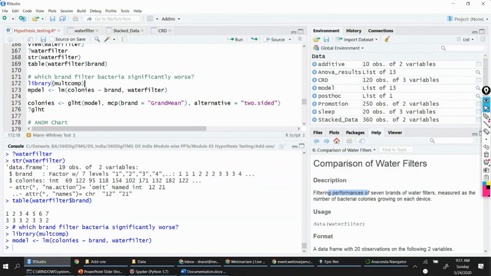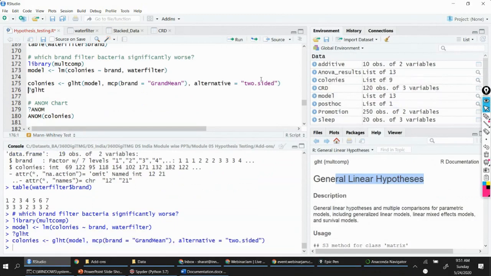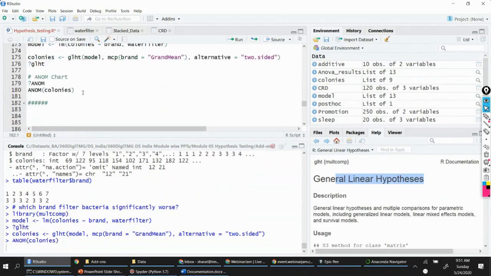And using this model, I'm applying generalized linear hypothesis testing, or you can say Gaussian linear hypothesis testing as well. So I'm performing that, and this would give us the result of colonies. It's a two-sided test, basically we are saying whether they are equal or not equal. We will see the diagram, and then you will be able to identify what ANOM actually talks about.